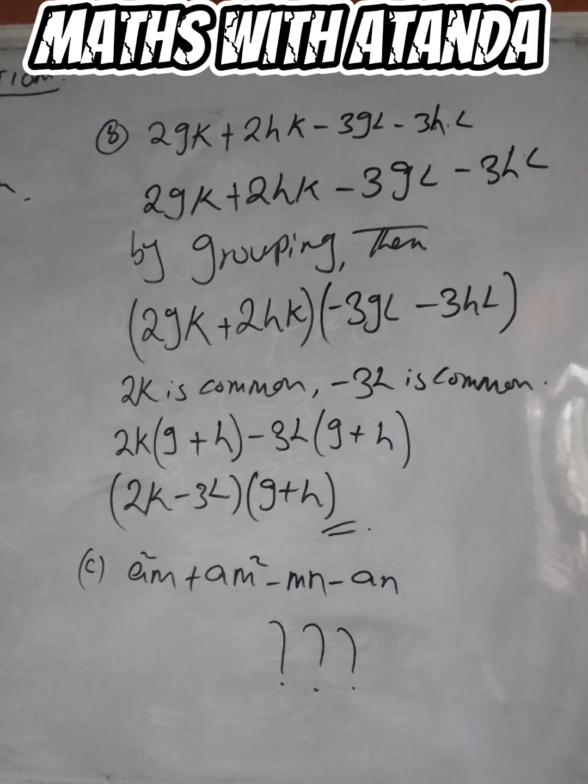So please, the C part, try to solve it, which is a squared m plus 3m minus mn minus an. Please solve it in the comment section.